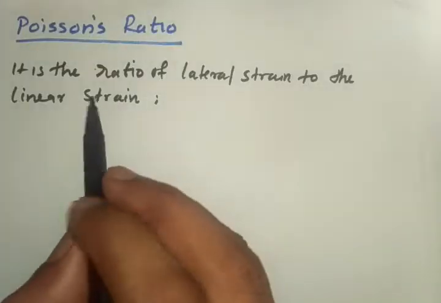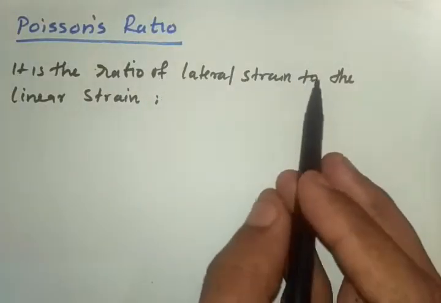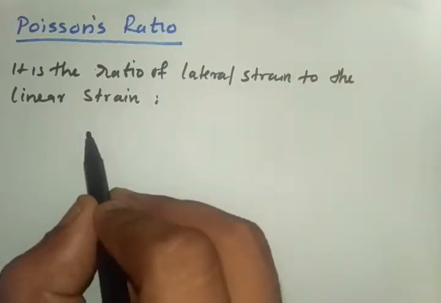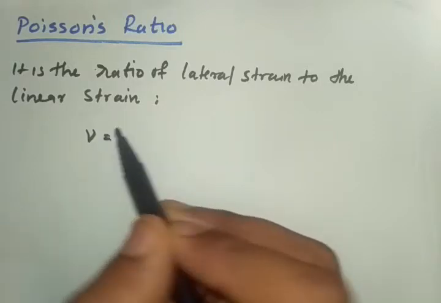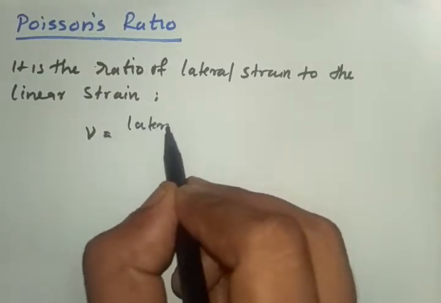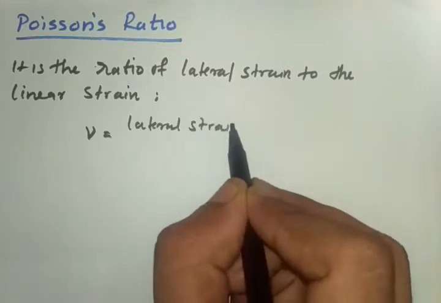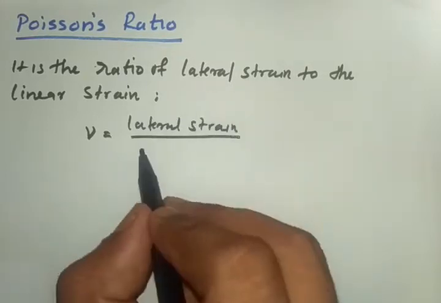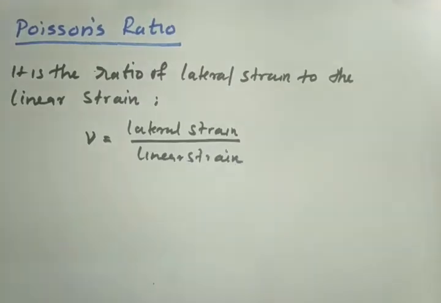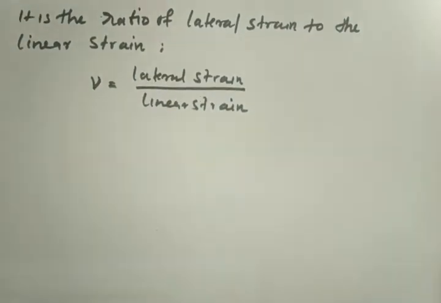It is the ratio of lateral strain to the linear strain. So it is denoted by the letter nu. This nu is lateral strain divided by linear strain. So we have seen the example.